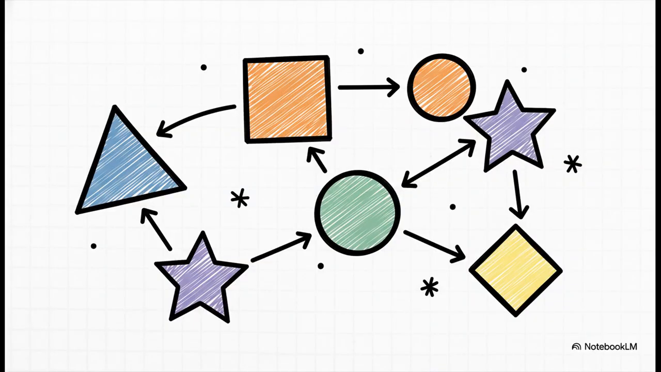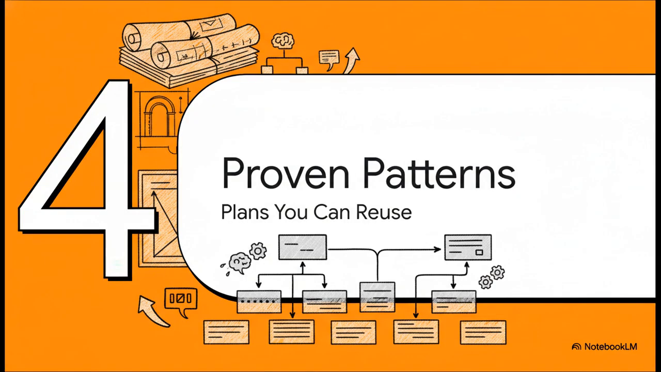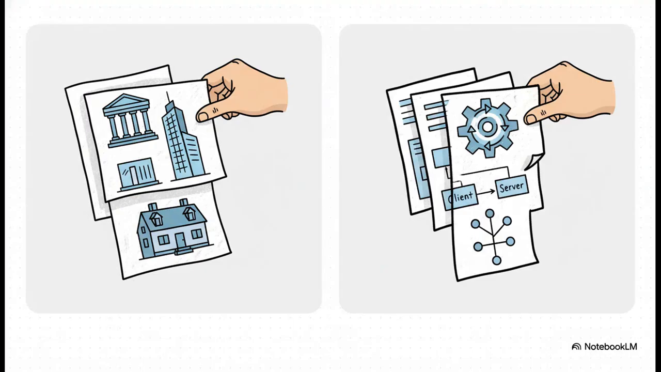Okay, so we have the big pieces and the connections between them, but where do these designs even come from? That leads us to our third key idea. The thing is, architects almost never start from a completely blank page. They're actually building on generations of collective wisdom. This right here shows the power of not reinventing the wheel.